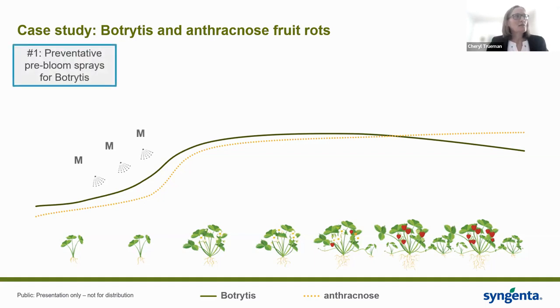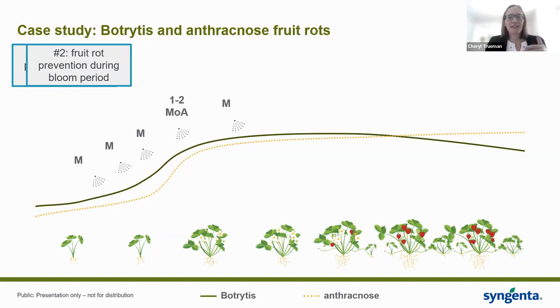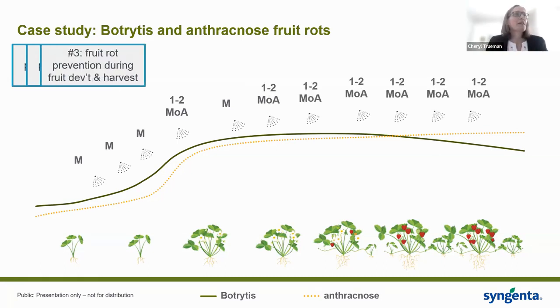And so in general, the first step is preventative pre-bloom sprays, focusing primarily on botrytis, and you could put in your multi-sites there. Then as risk starts to increase, getting into that bloom period, we put in a single site with 1 or 2 modes of action and a multi-site. This may be the last opportunity to use a multi-site, or get into harvest, and those PHIs and REIs become restrictive. And then implementing a preventative fruit rot program during harvest and fruit development.